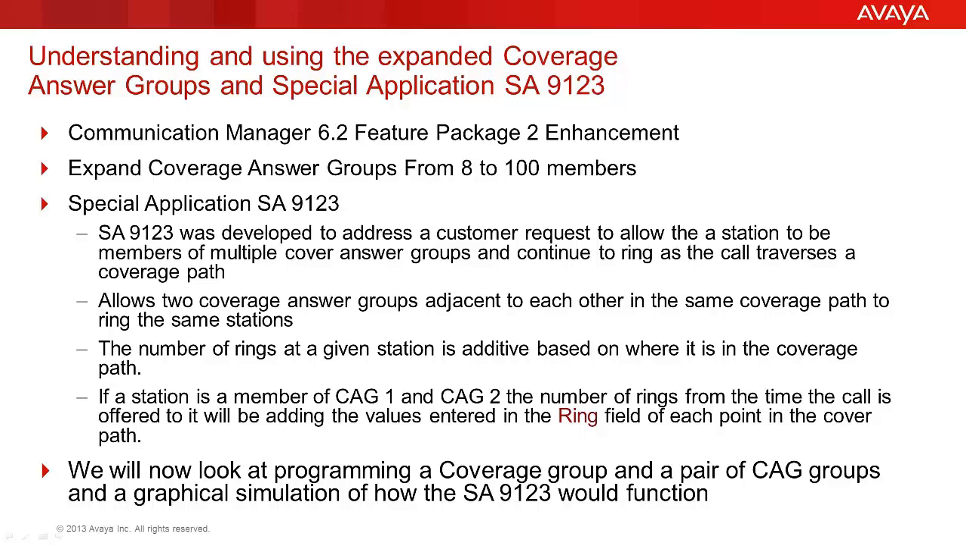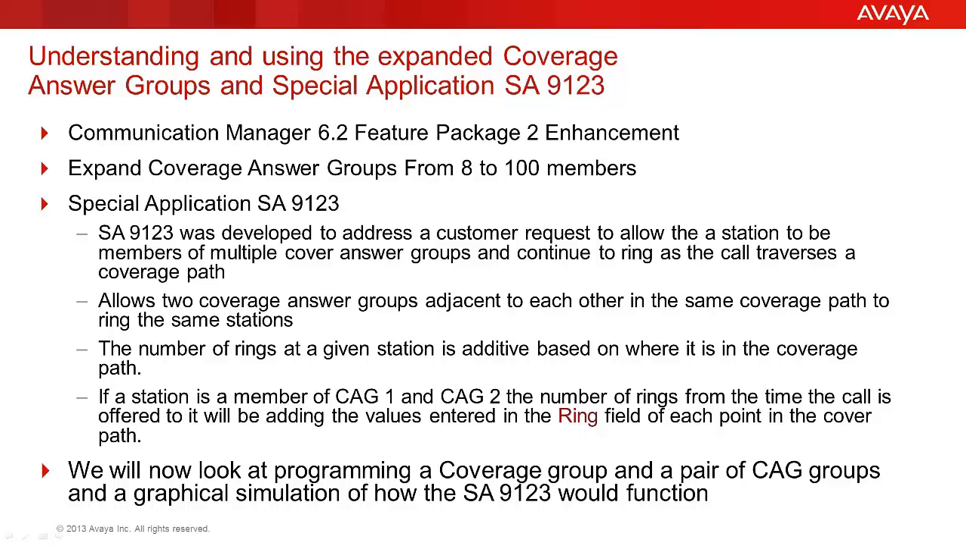That enhancement and the Special Application 9123 is based on a customer request and it was able to be honored in the Feature Package 2 release. SA 9123 modifies the way the same member or members that are in multiple Cover Answer Groups that are in adjacent positions in a coverage path will act.